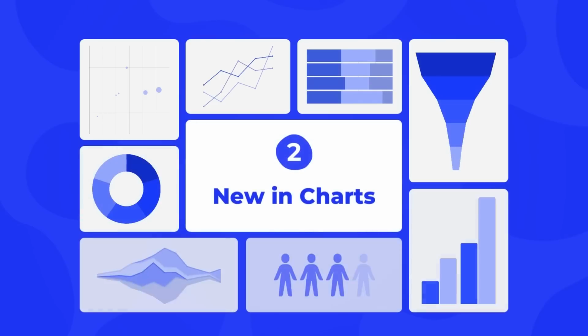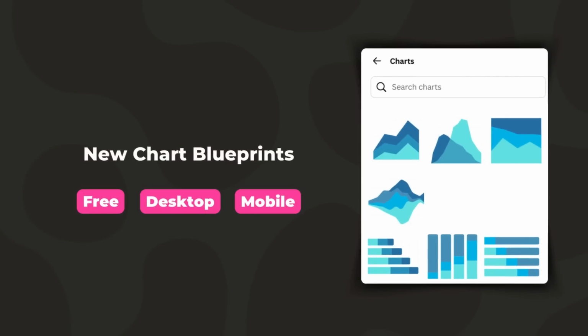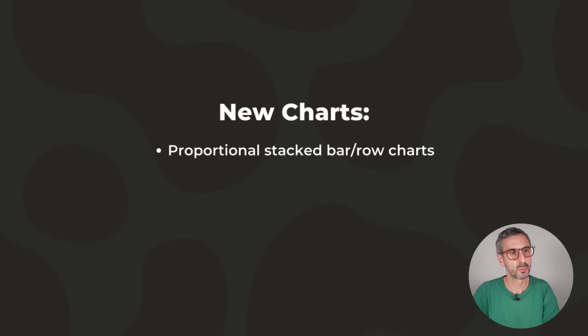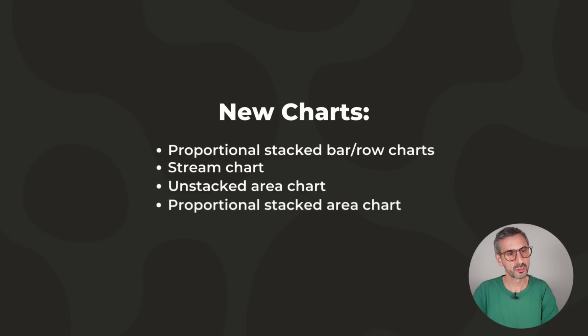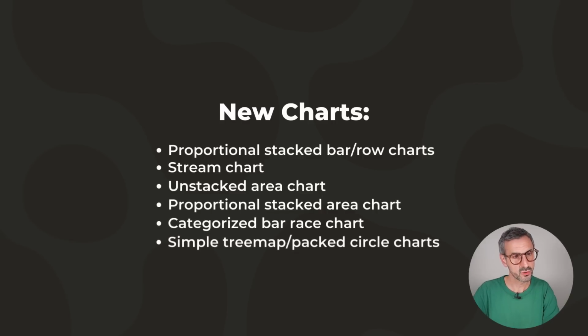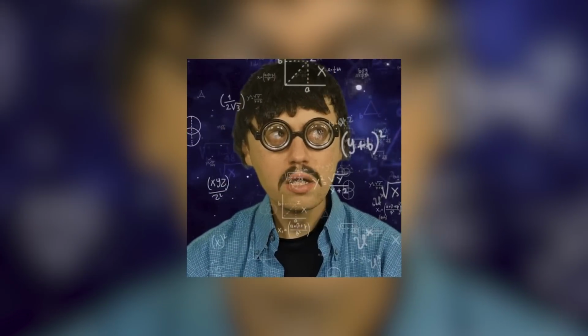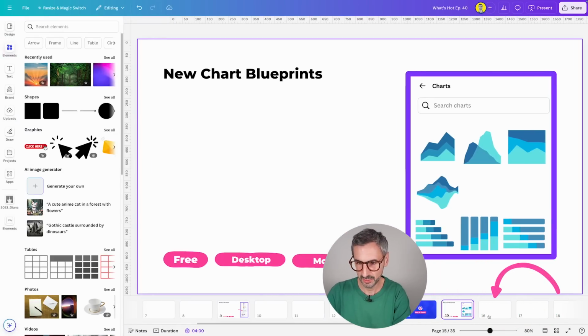Let's move into what's new in charts. Right, so what's new in charts is that Canva recently added 8 new types of chart for us to enjoy. The first ones that we have are the proportional stacked bars or row charts. Then we have the stream charts, we have unstacked area chart, we have proportional stacked area charts, we have categorized bar race chart, and simple tree map packed circle chart. Okay, that was a little bit of Chinese for me. So let's dive into the chart and try to find all of these new chart types.